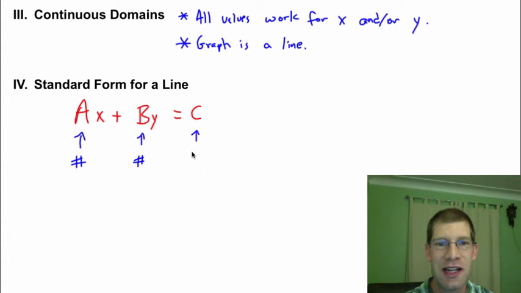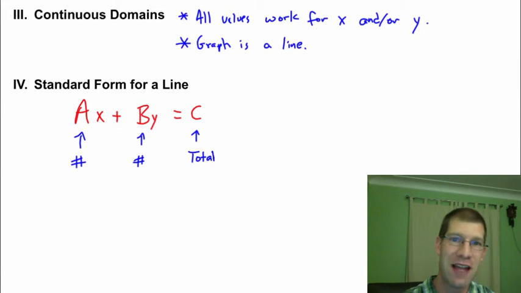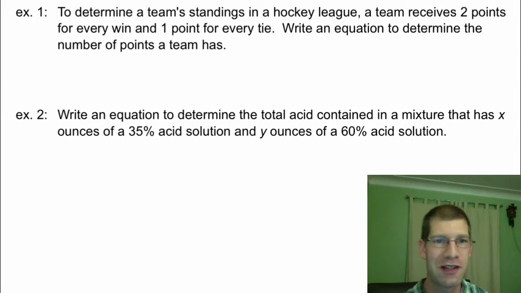And then C, in a lot of the cases, is going to be the total. So when you have a story problem that's saying what's the total number of points, what's the total amount of acid, that sort of stuff, often it's going to be in this sort of form. I just want to do 2 examples that'll help you navigate the problems in the homework tonight before we get the official notes on this section.